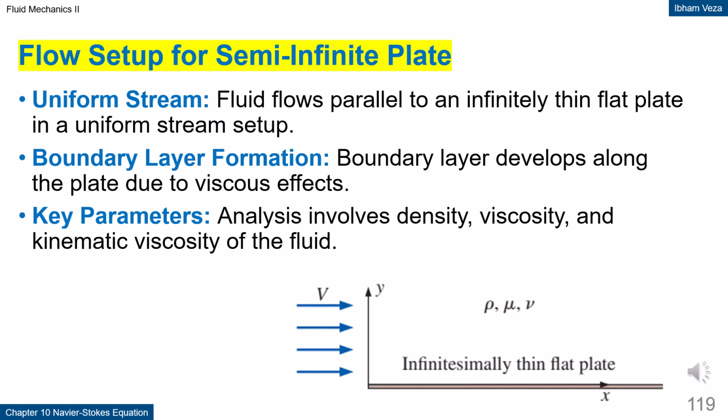Flow setup for semi-infinite plate. The analyzed system is a uniform flow over a very long flat plate that can be considered semi-infinite. The fluid flows parallel to the plate surface and forms a boundary layer due to viscous effects. Outside the boundary layer, the flow remains uniform and unaffected by the plate. The key parameters involved are the fluid density, dynamic viscosity, and kinematic viscosity. This configuration serves as the classical basis for laminar boundary layer analysis.